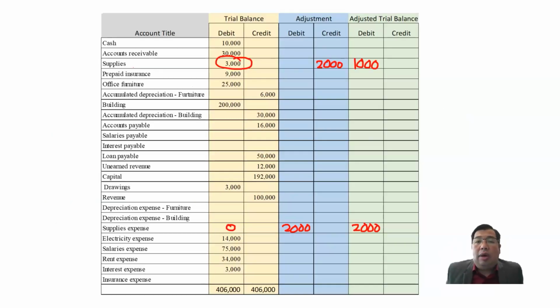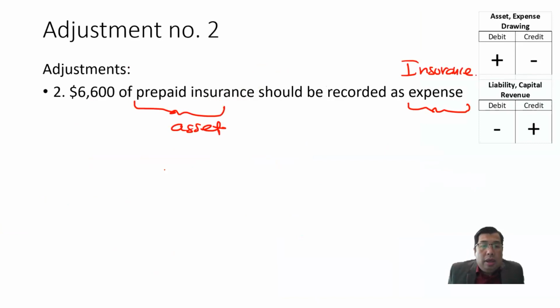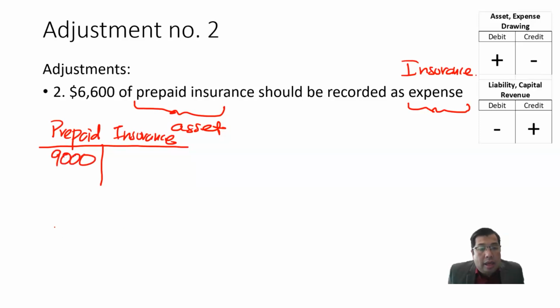Let us go to the trial balance again and see our prepaid insurance. How much is our prepaid insurance? Our prepaid insurance is 9,000. How much is our insurance expense? Zero. So we have accounts here. This is our prepaid insurance, the balance is 9,000. And you have another account, insurance expense. The balance is zero.